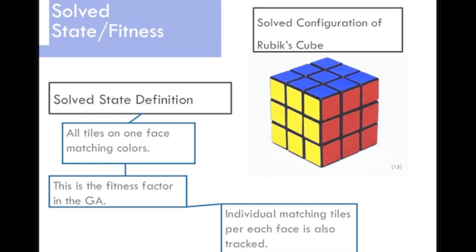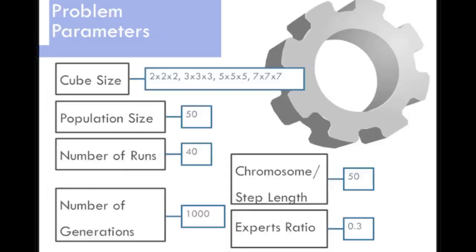We've also defined this as the fitness factor for the genetic algorithm. The fitness factor details how many tiles have the correct color in them. So this fitness factor may range for a 3x3x3 cube from 1 to approximately 9 times 6, which is 54. So obviously a solved cube would have a fitness of 54. Also in our program, we are tracking the individual tiles per face. So, how many yellow tiles are the correct color, how many red tiles are, and so on.